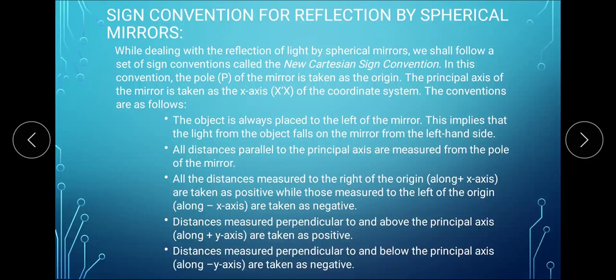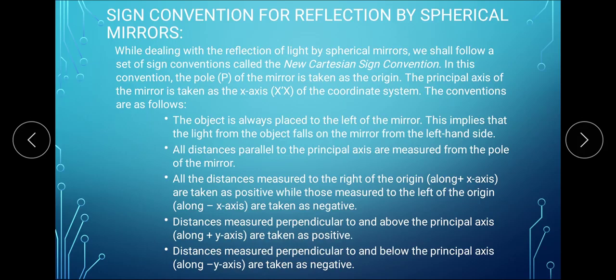Students, now we will discuss the sign convention for reflection by spherical mirrors. While dealing with the reflection of light by spherical mirrors, we have to follow a set of conventions which are called new Cartesian sign conventions. According to the new Cartesian sign convention, the pole of the mirror is taken as the origin and the principal axis is the x-axis of the coordinate system, and the mirror behaves like the y-axis.